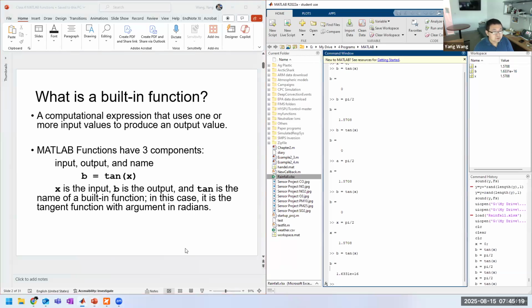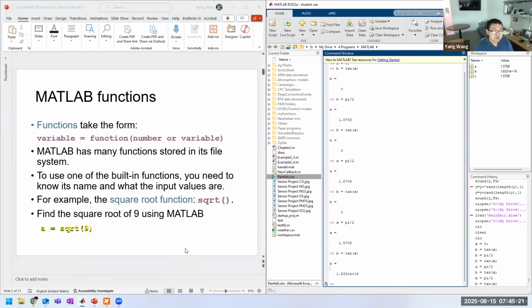So this is the definition of a built-in function in MATLAB, right? So basically, the functions will take the form of variable equals the function of number or variable inside. And MATLAB has many, many functions that are stored in its file system. So most of the case, you don't need to define new functions for yourself unless you want to, for example, design a specific problem or specific function. And even under that situation, you can still use the built-in function in MATLAB, right?